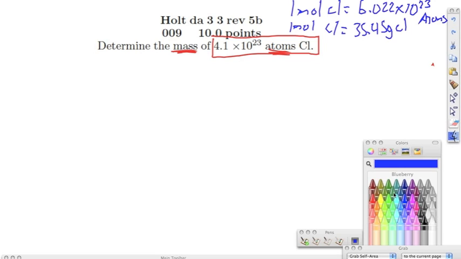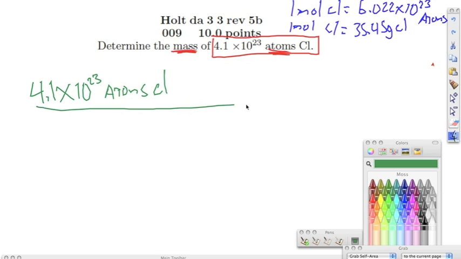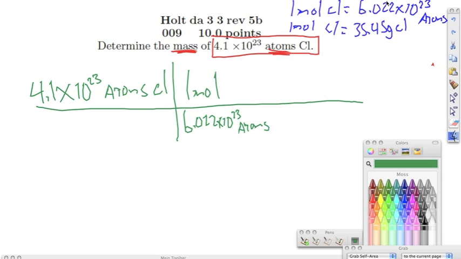Remember, we always start with what the problem gives us. It gives us 4.1 times 10 to the 23rd atoms of chlorine. Now remember, I said before, if we start with atoms, we're going to end up dividing to begin with. So if atoms is on top, we need to divide, so we got to put our atoms on the bottom. So we put our 6.022 times 10 to the 23rd atoms on the bottom equals 1 mole.